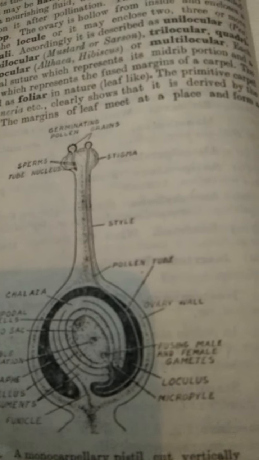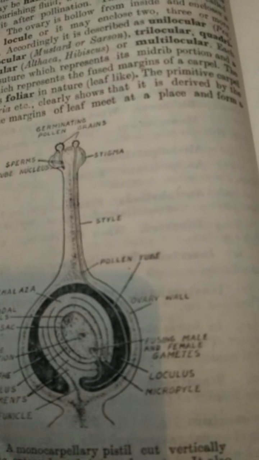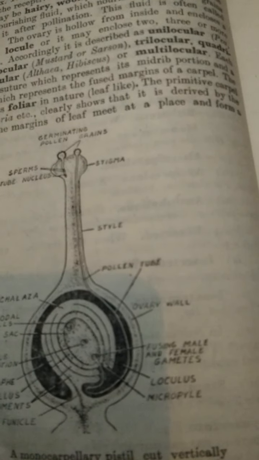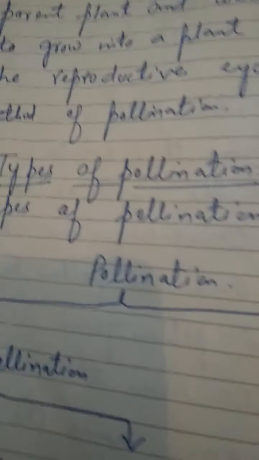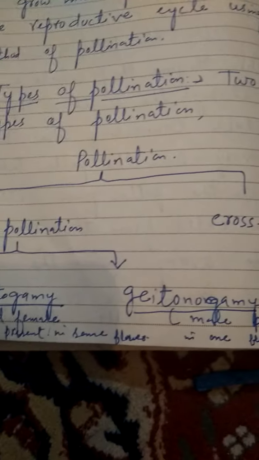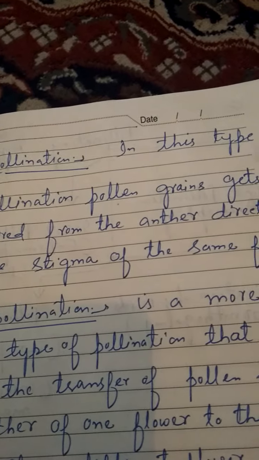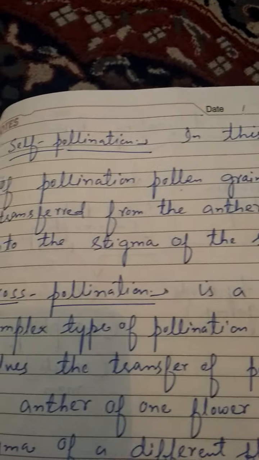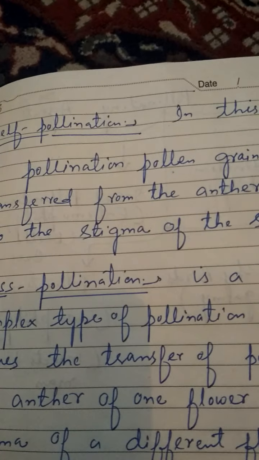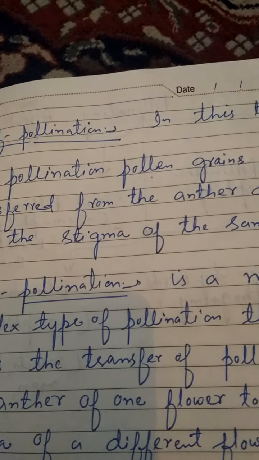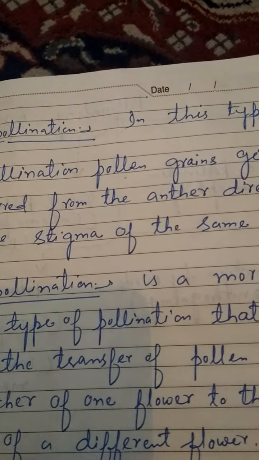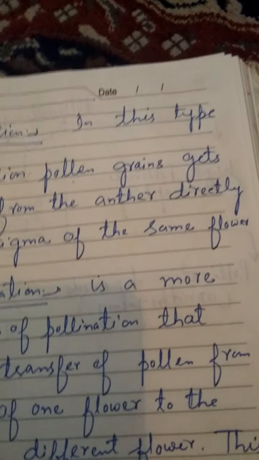Then there come the different types of pollination. There are two types of pollination. Number first, that is self pollination, and number second, that is cross pollination. Self pollination is, in this type of pollination, pollen grains get transferred from the inner part of the flower directly on the stigma of the same flower.